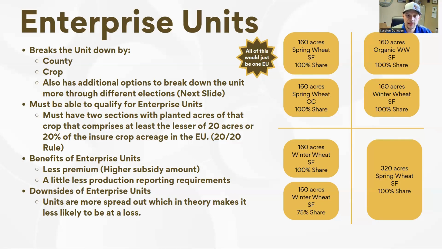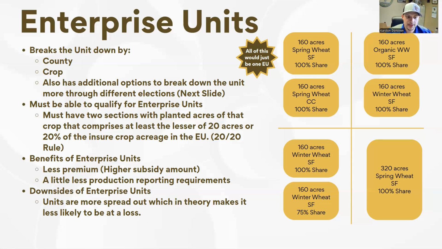So easiest way to think about it is, let's say you have two sections seeded to wheat. One section has 80 acres or 100 acres, and the other section has 25 acres. Because both of them have at least 20 acres, you qualify. On the flip side, if you had two different sections, one of them had 100 acres and the other one had just 5 acres in it, it would not qualify for enterprise units.